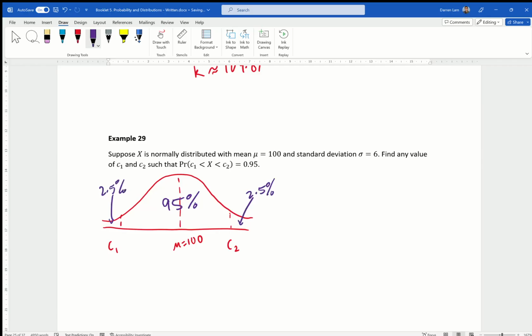Plenty of ways to do this question. I'm going to find what the value of C1 would be if I want the left-hand side to be 2.5%. If I do the same thing and find the right-hand side to be 97.5%, that's fine as well. So I'm going to go to my calculator, interactive distribution, inverse normal CDF, put in the left as 0.025, just be careful you don't put in 0.25 instead. Your standard deviation is 6 and your average is 100, which gives you an answer of approximately 88.25. So I'm going to check that. Does that look about right? It does, so 88.25.